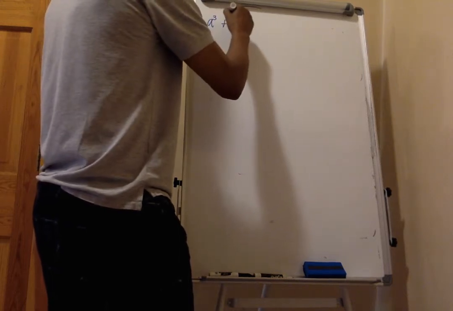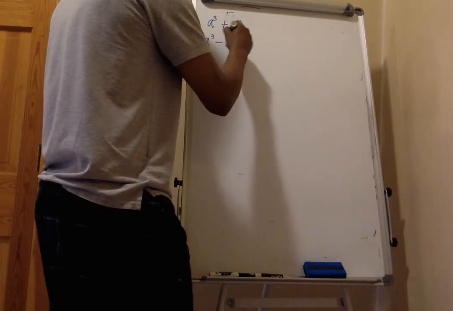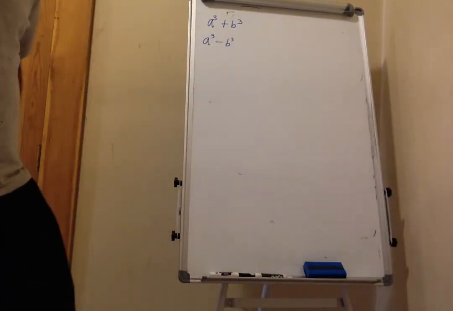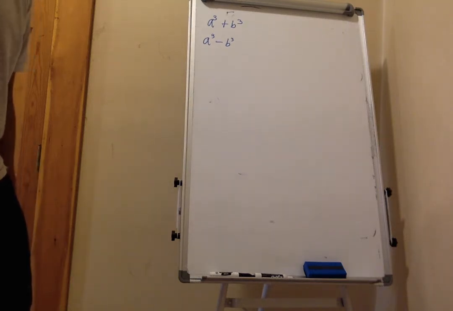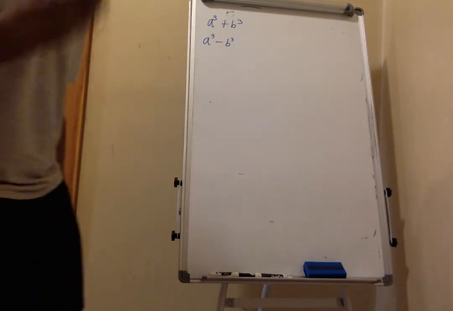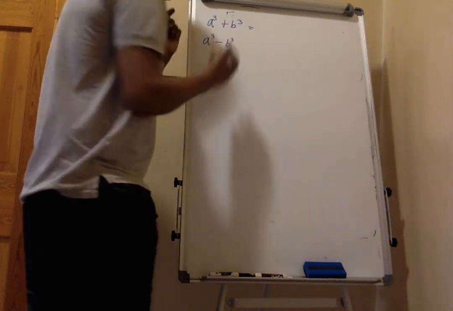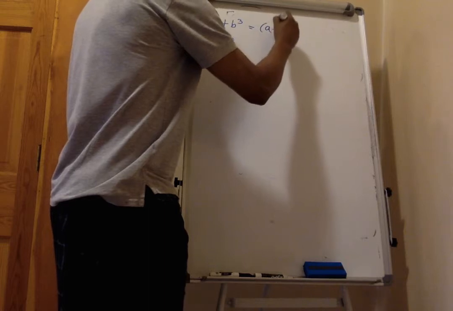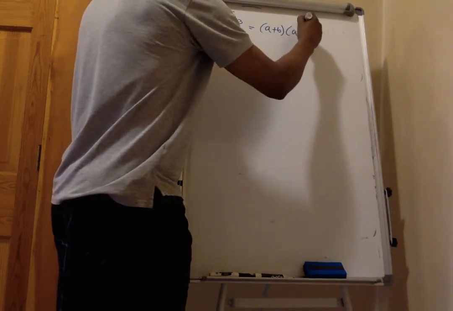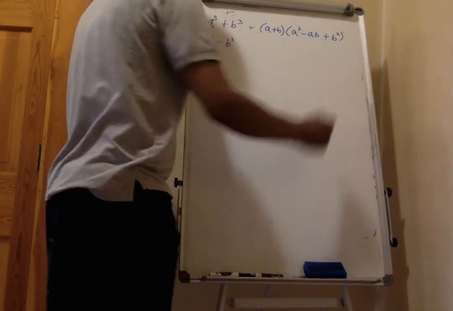Now, a cubed plus b cubed and a cubed minus b cubed. This is another special factoring. The first one is the sum of two cubes, and the second one is the difference of two cubes. And we're going to use the formula. You have seen this in 095. So if I want to factor a cubed plus b cubed, it is a plus b times a squared minus ab plus b squared.